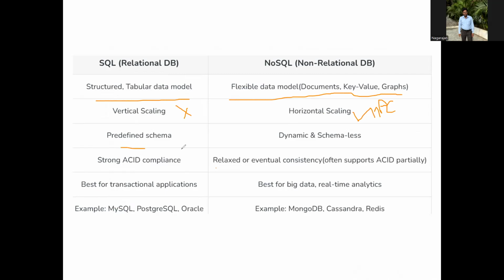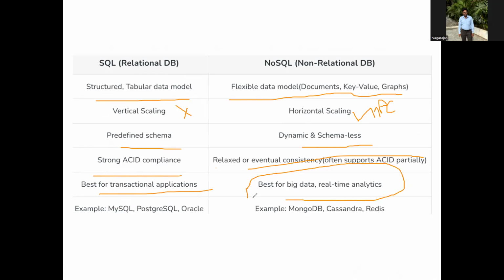SQL has a predefined schema only. NoSQL has a dynamic schema, which means when you run the applications, later we can change the data dynamically also. SQL follows strong ACID compliance, while NoSQL is relaxed and also supports BASE properties. SQL is very best for transactional applications only, but NoSQL is very best for big data as well as real-time analytics. Examples: for SQL, MySQL and PostgreSQL, and for NoSQL, MongoDB, Cassandra, and Redis.